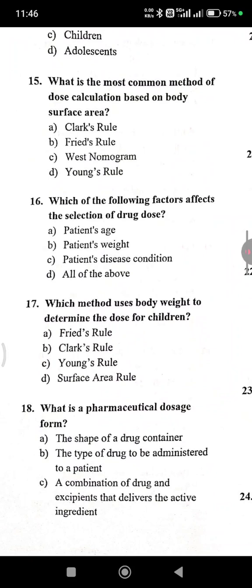Let's go for question number 18. What is a pharmaceutical dosage form? Option C: a combination of drug and excipients that delivers the active ingredient.